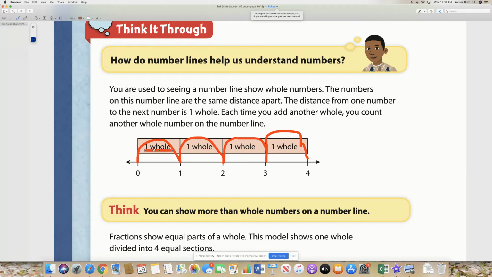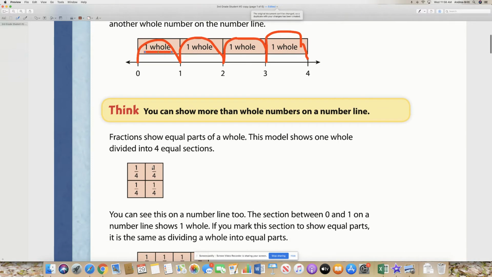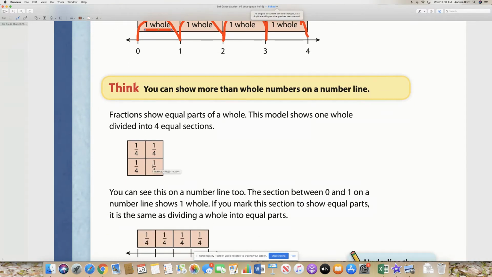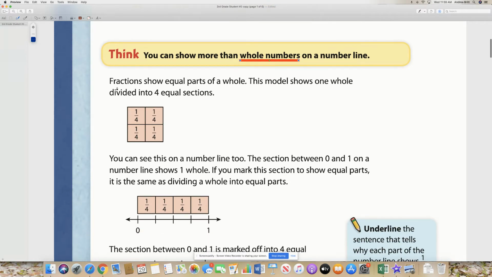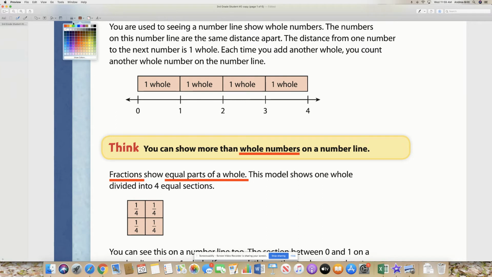So you have been very used to seeing whole numbers on a number line, but we also talk about fractions on a number line. And you saw that yesterday in the video that you watched with me. You can show more than whole numbers on a number line. It's also parts of a number, which are called fractions. Fractions show equal parts of a whole. So we take these wholes and we can break them into smaller parts.